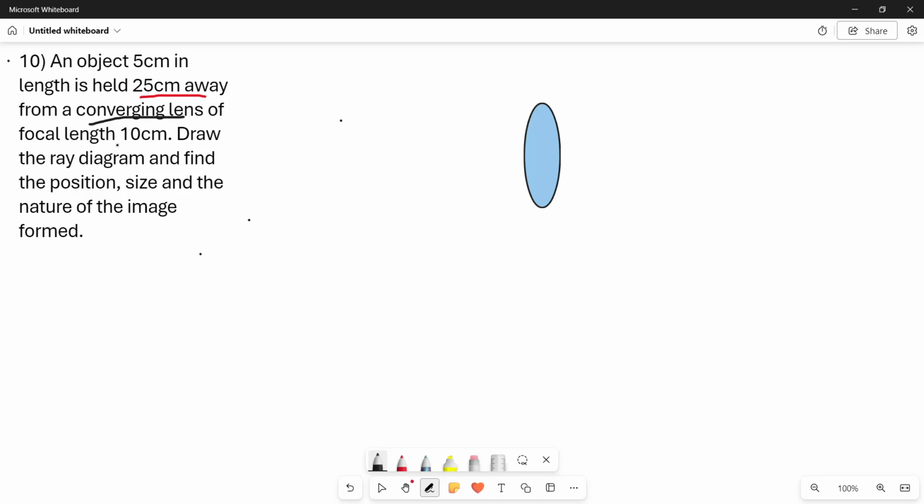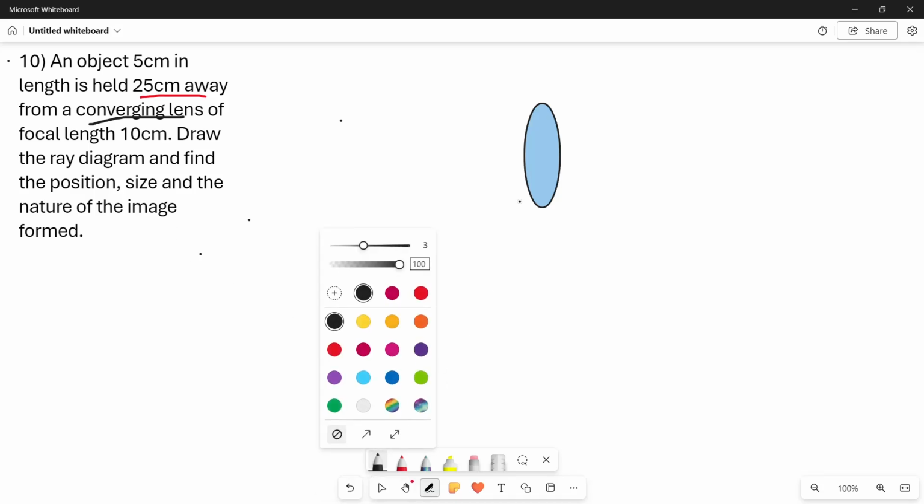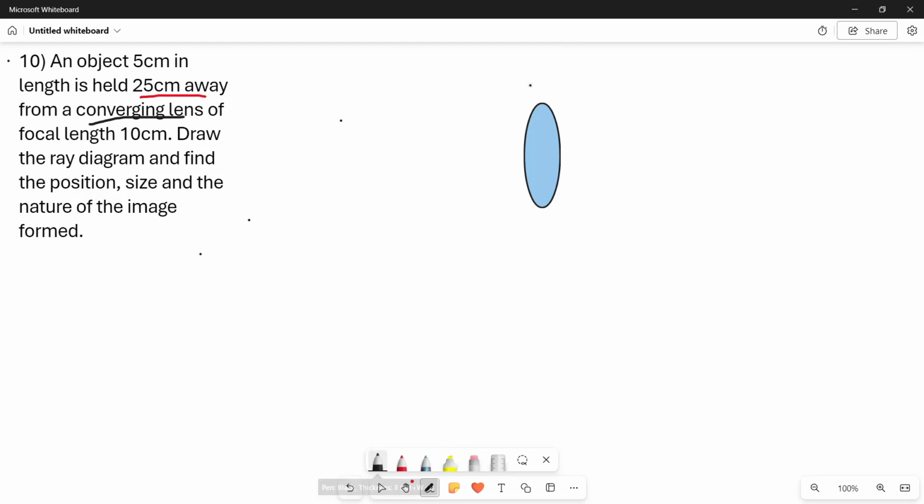So before attempting the problem, you should be thorough with the tabular column given in your textbook about the position of the object, the size of the image and the nature of the image formed. Assuming that you are all thorough with that, let us attempt the problem. This converging lens is nothing but your convex lens.